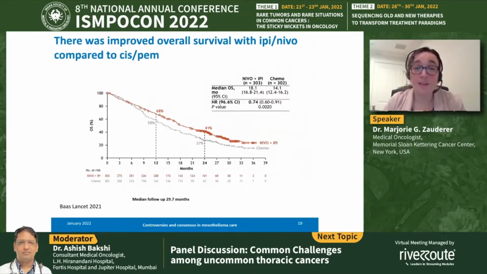As you can see here in these Kaplan-Meier curves, this was a positive trial. Median overall survival was 14.1 months with chemotherapy and 18.1 months with immunotherapy. Based on these data, the FDA approved ipilimumab and nivolumab as an initial treatment for all types of unresectable pleural mesothelioma. But really, with this trial, the devil's in the details.